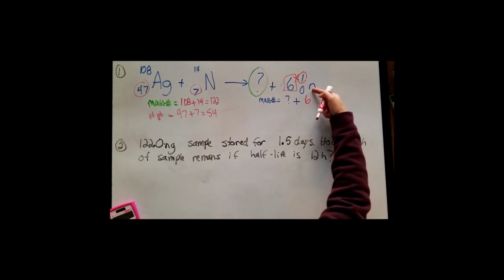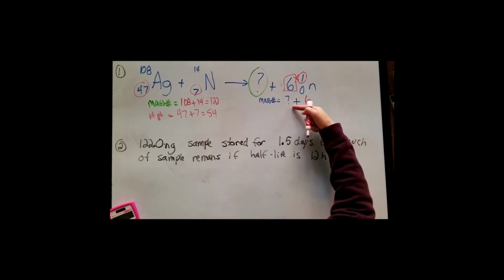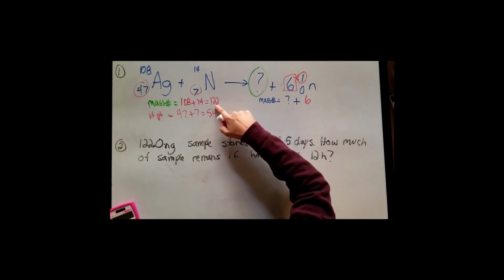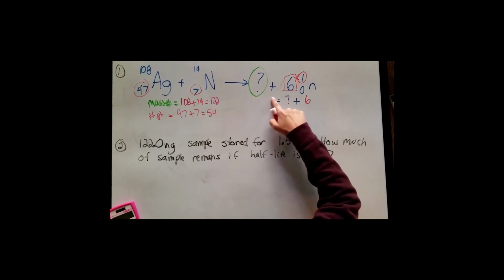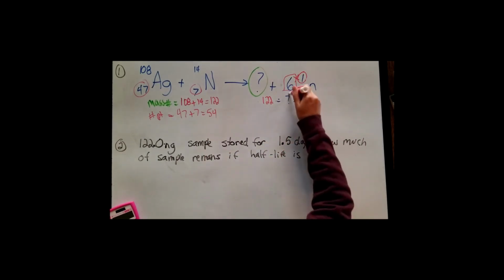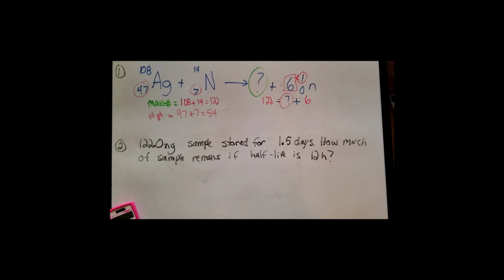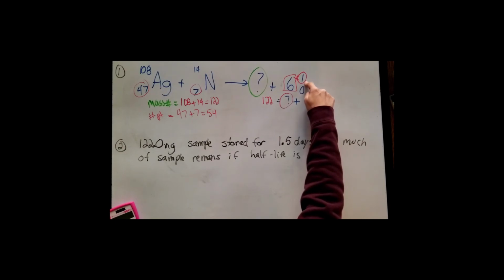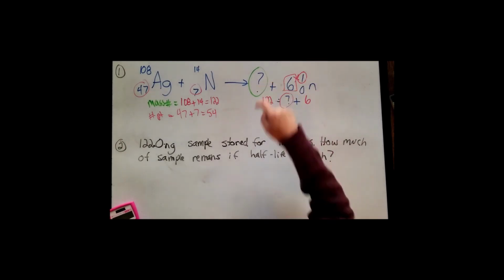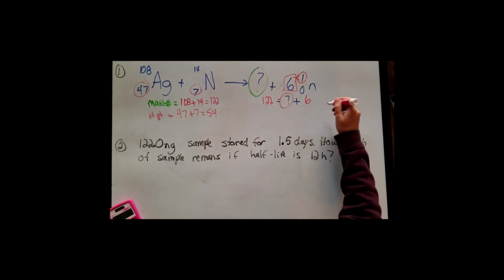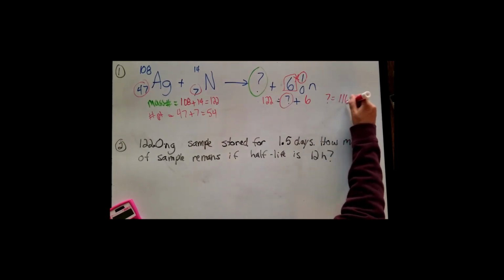Now, I know this has a mass of 6. I don't know the mass of the other product, but I do know the mass number has to be the same as it is on the reactant side. So let me erase this. My mass number has to be 122 because they have to equal each other. So to figure this out, you just subtract. 122 minus the 6 mass from this particle will give me the mass of my unknown. So 122 minus 6 gives me 116. So my question mark is 116.